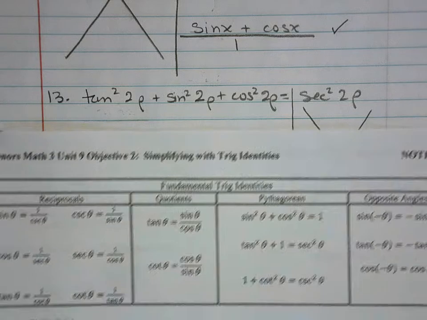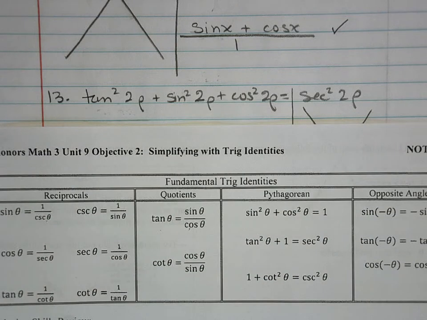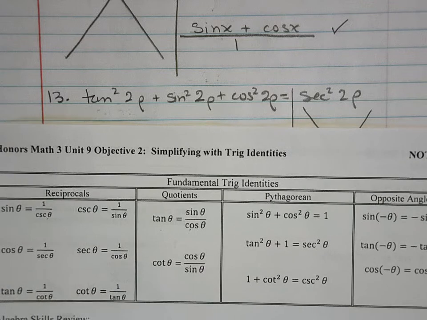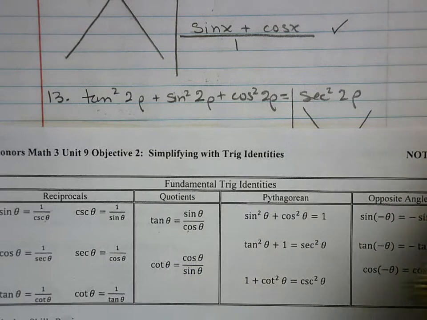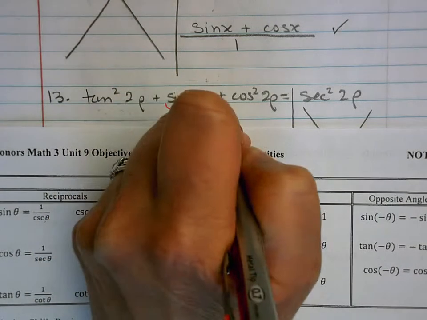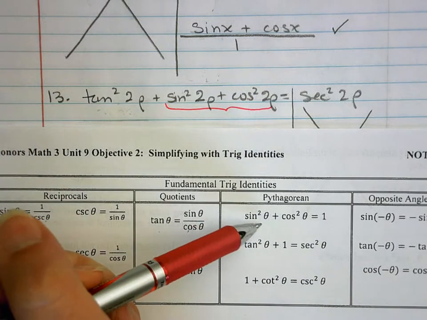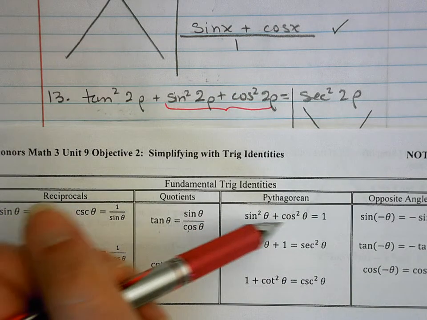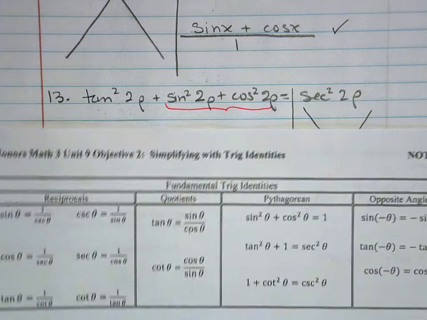So I'm trying to see, I don't see anything algebraic, right? Like I can't distribute, combine like terms, that sort of thing. But what I do notice is that I have this sine squared plus cosine squared. So this right here. And I know that I can replace sine squared plus cosine squared with 1. So that's what I'm going to go ahead and do.